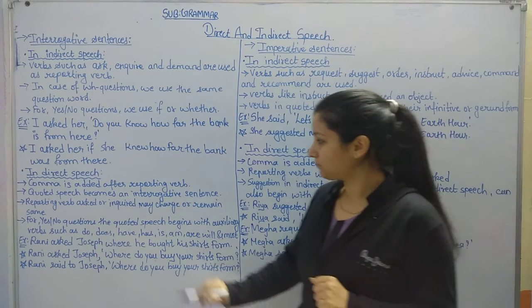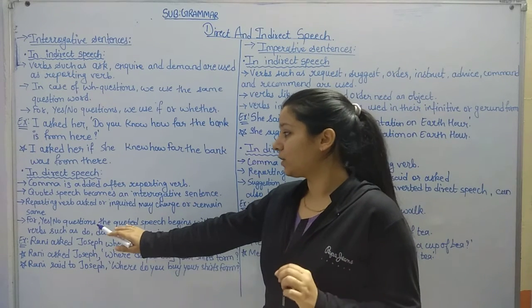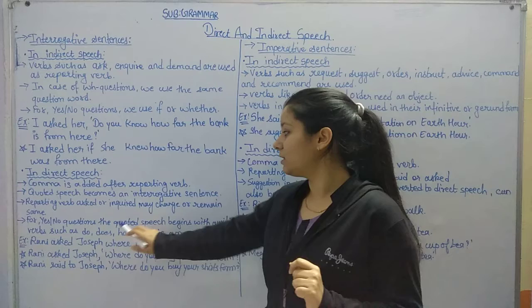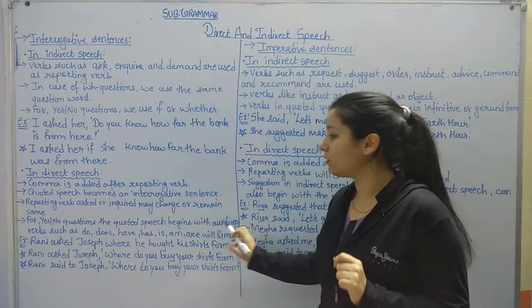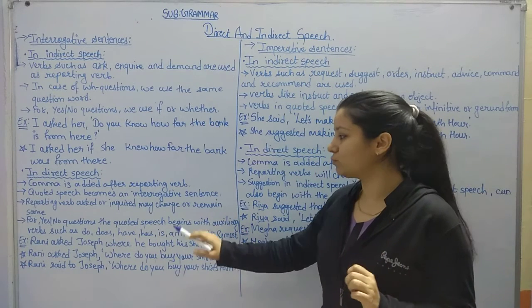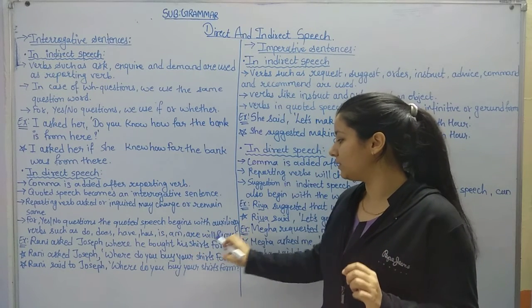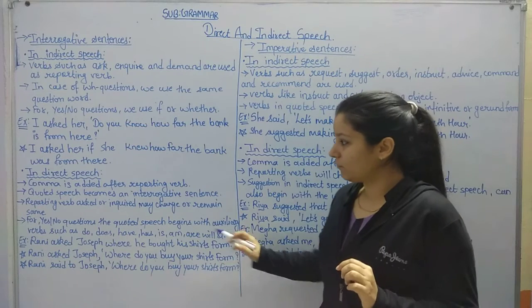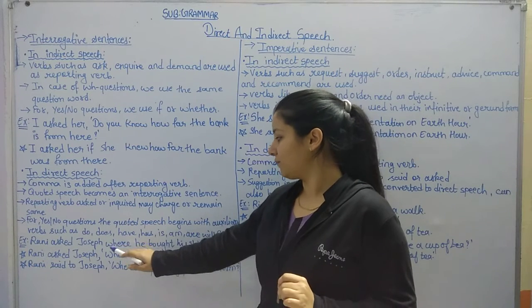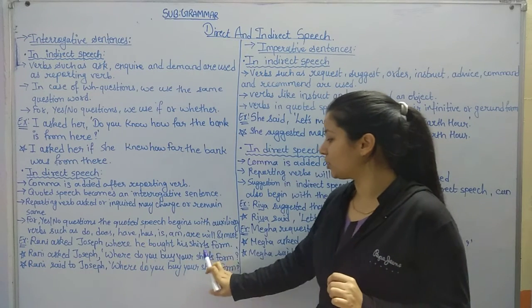For example, if the question is a yes/no question, the quoted speech begins with auxiliary verbs such as do, does, have, has, is, am, are, will and must. For example, Rani asked Joseph where he bought his shirts from.